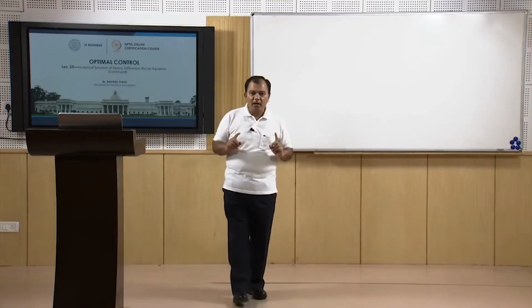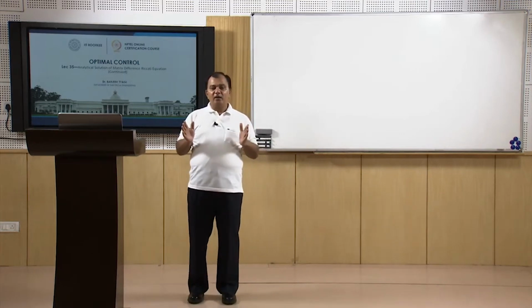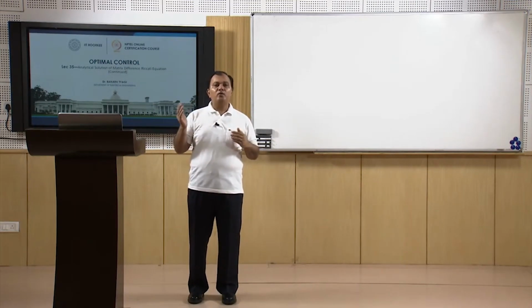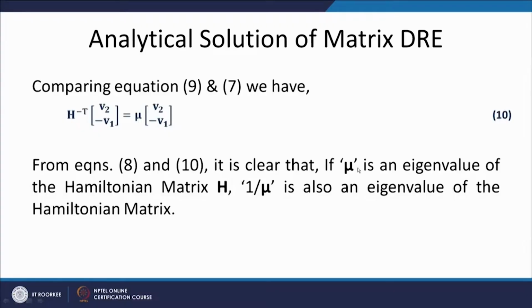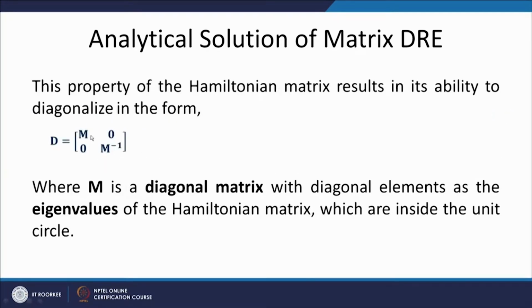So, if we are considering a discrete time system, the eigenvalues lie inside the unit circle and outside the unit circle. If we say mu is the eigenvalue lying inside the unit circle, then 1 upon mu eigenvalues will lie outside the unit circle. So, by this we can arrange these eigenvalues in diagonal form by the similarity transformation. So, this means M is a diagonal matrix with diagonal elements as the eigenvalues of the Hamiltonian matrix H which are inside the unit circle. So, if M contains the eigenvalues which are inside the unit circle, then M inverse will contain the eigenvalues which are outside the unit circle.